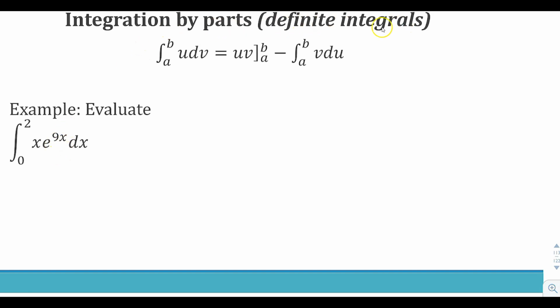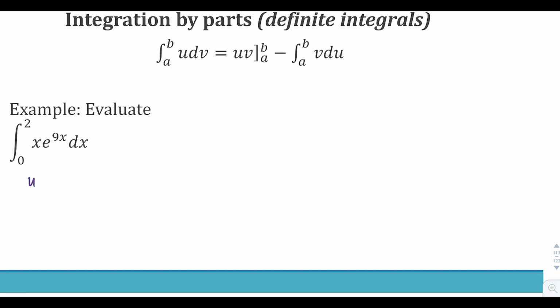Integration by parts with definite integrals. When I have limits of integration a to b of u dv, notice it's the same formula, u times v, but from a to b, minus v du, but with limits of integration a and b. So if we're going to evaluate the integral from 0 to 2 of x e to the 9x dx, this requires integration by parts just one time.